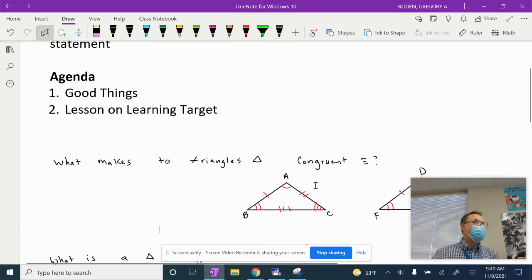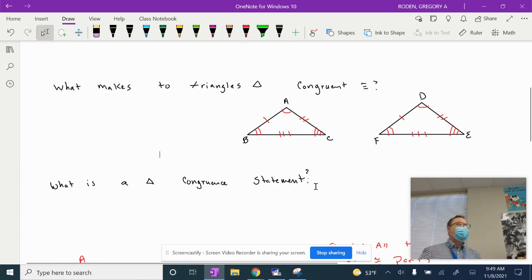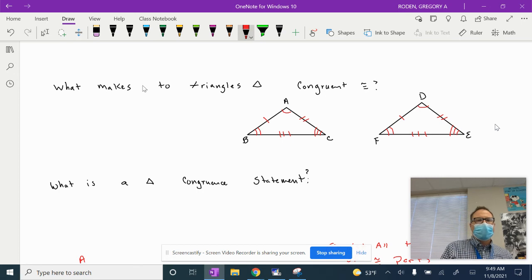We have two questions here. So I want you guys to write this down. What makes two triangles congruent? And the next question is, what is a triangle congruent statement?